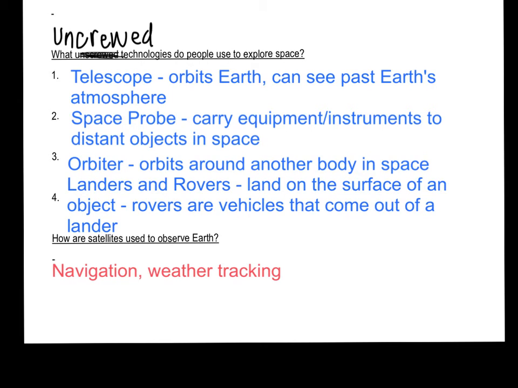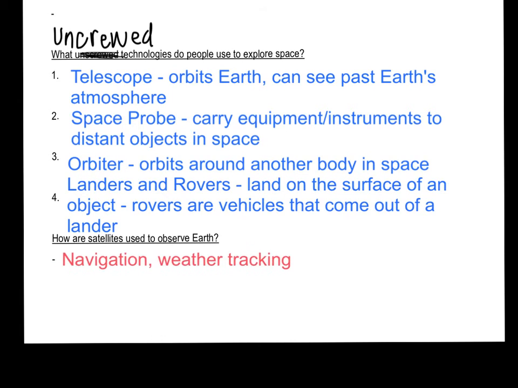These are orbiting the Earth, and we use them for things like navigation, it's like GPS, weather tracking. You can track storms. You can track a lot of different things by using satellites. And communication is another big one.